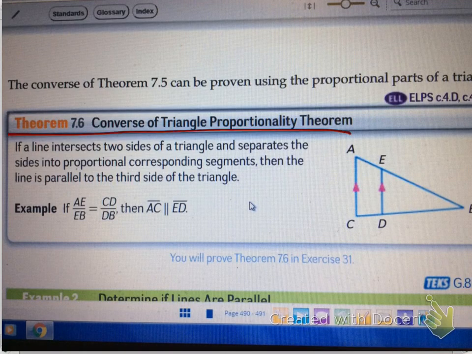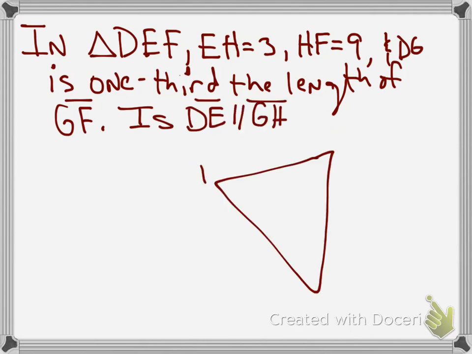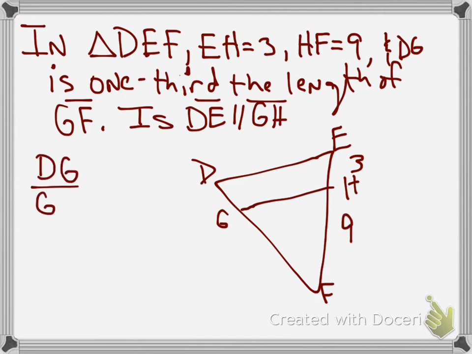All right, here's another theorem. The converse of that. The converse says if we take the sides and say, okay, the sides are proportional, then we know these lines are parallel. Well, again, what does that mean? Okay, so here's a way to kind of make this question tricky. In triangle DEF, EH is 3, and HF is 9. And DG is 1/3 the length of GF. Is DE parallel to GH? So are these two lines right here parallel? Well, yes, they are. So let's look. How do I prove that?